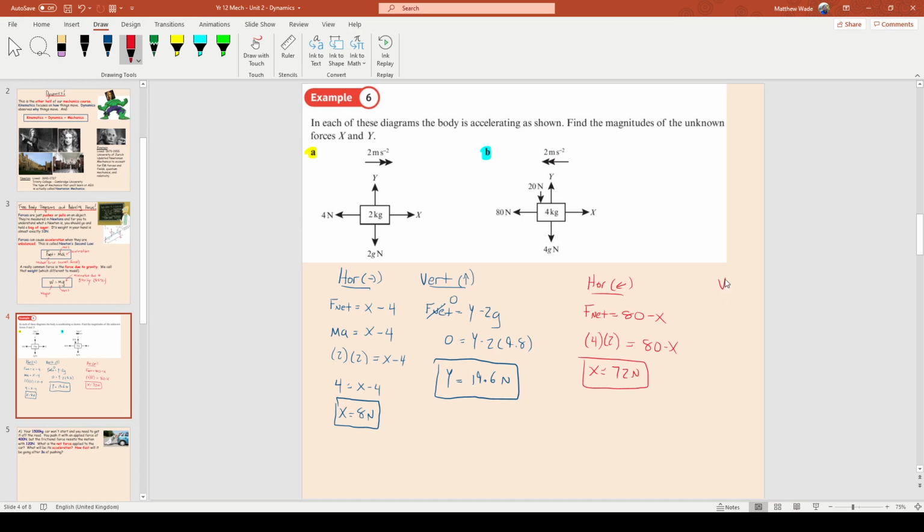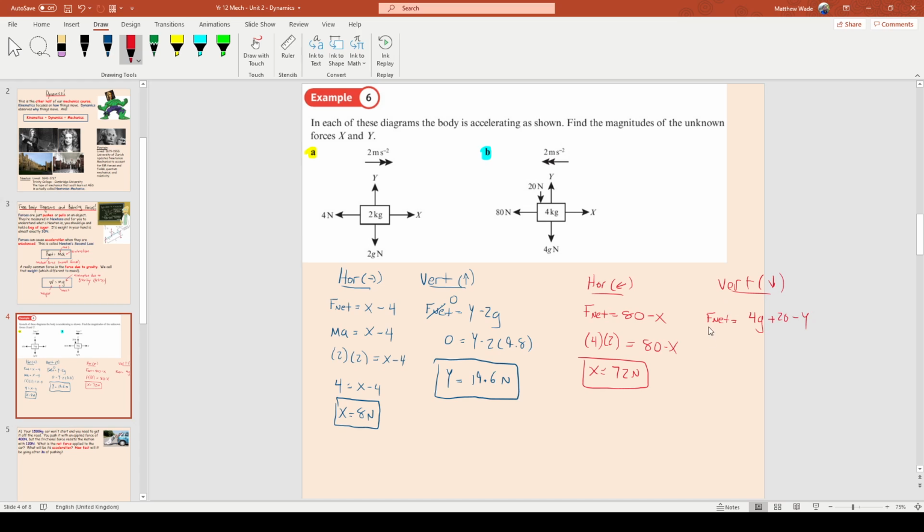Okay, you ready? Vertical. Pick a direction to be positive. I'm going to go with down just to be different, even though none of you will have. So here you go. You ready? F net. I've made down positive, so mine's going to be different to yours. I've got 4g going down, plus I have a 20 going down from this little arrow here. Take away my y, and I think that's all I've got vertically.